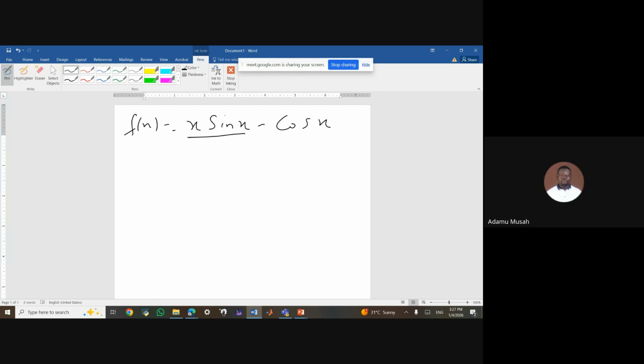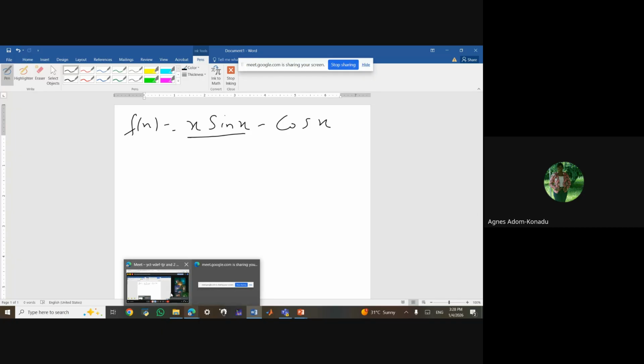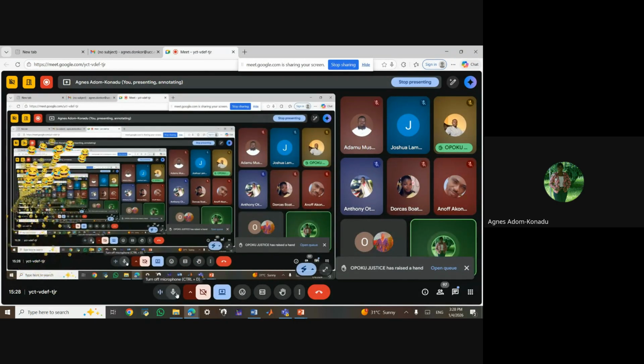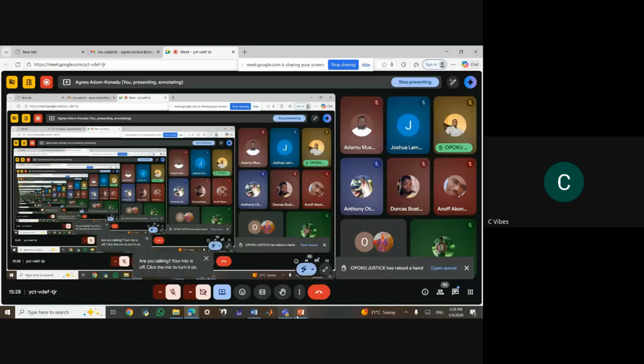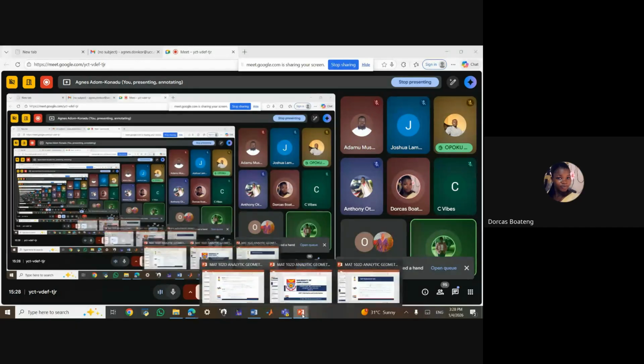Madam, your screen is blank. I can't see anything on the screen. Okay, so try and solve this one for me. I'm giving you 3 minutes to solve this. When I come back, one lady will give me her solution, and then one guy will also give me his. 3 minutes. Solve this.